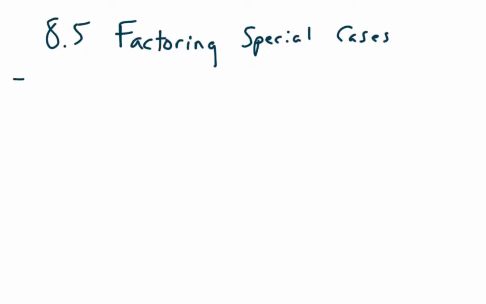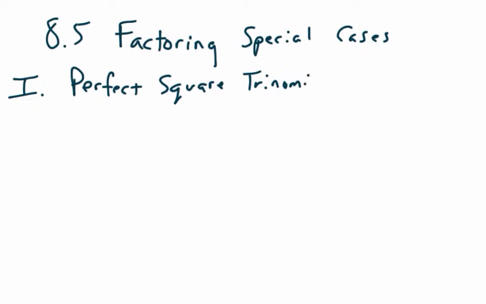And I'm going to start out with, it's really like two sections. We have two classifications of special cases. First one's going to be if you have a perfect square trinomial. I'm guessing the trinomial is going to be the more familiar part there. A trinomial is a polynomial with three clumps, or three terms, right?